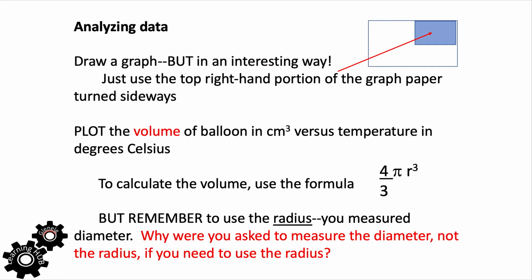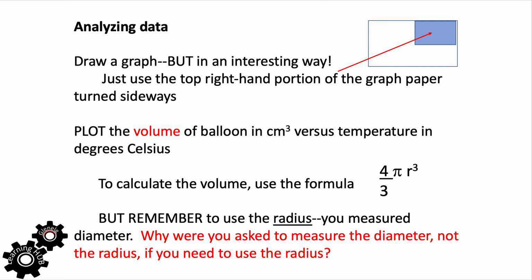We can analyze it further by drawing a graph, but we're going to do it in a slightly interesting way. Your graph paper, you're going to turn through 90 degrees, and in the top right-hand corner, that's where you're going to draw the graph, and hopefully you'll see exactly why we're using just a portion and that portion in a bit.